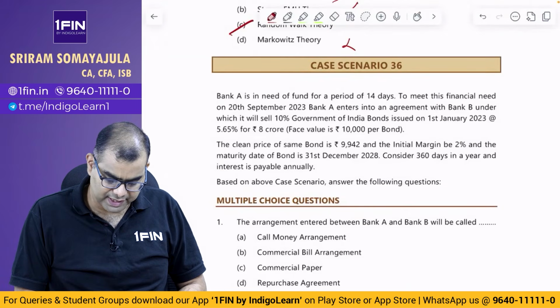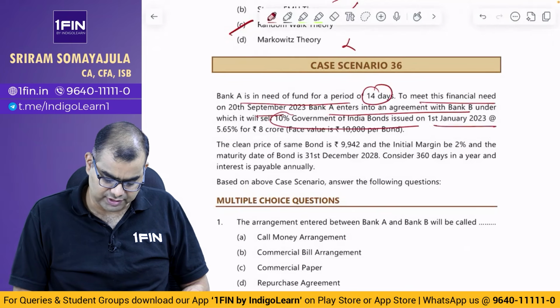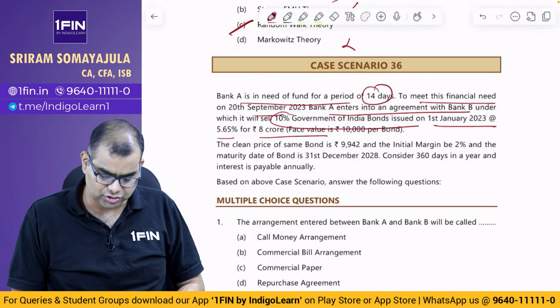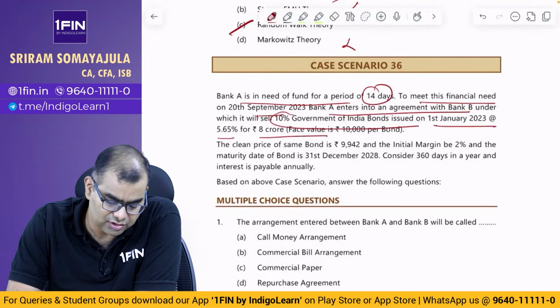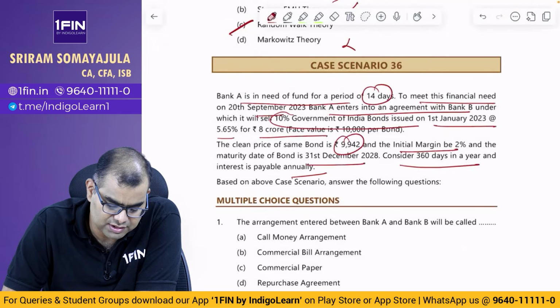Case scenario 36. Bank A is in need of funds for a period of 14 days. To meet this financial need on 20th September 23, they entered into an agreement with Bank B under which they will sell 10% government bonds issued on 1st Jan 23 at 5.65% for 8 crores. Face value is 10,000 per bond. Clean price is 9942. Initial margin is 2%. Maturity date is 31st December. Consider 360 days in a year. Interest is payable. Based on the above, answer the following.